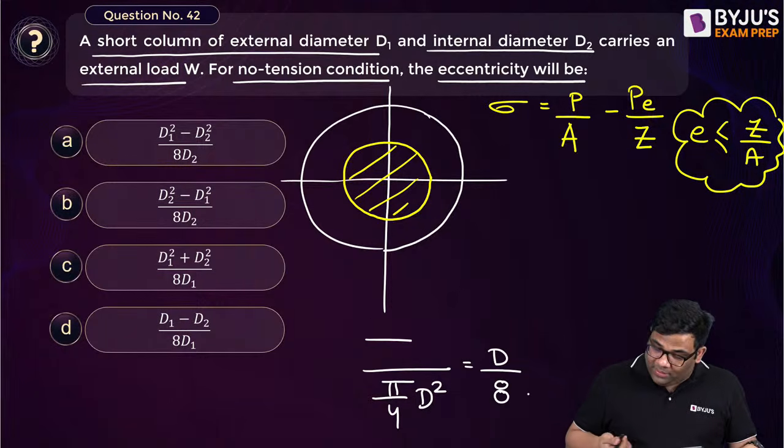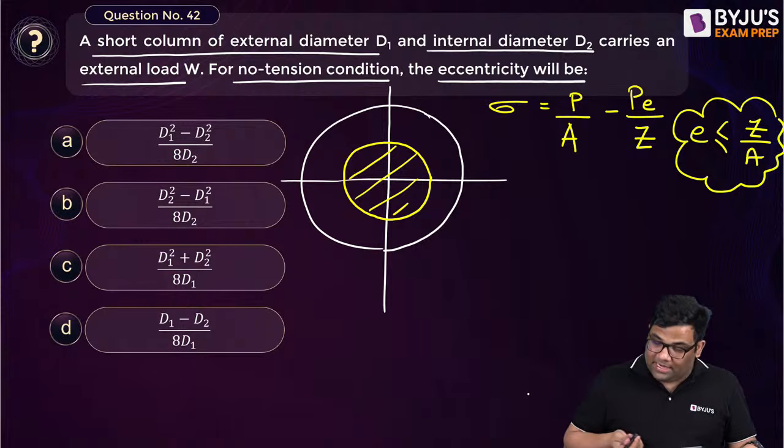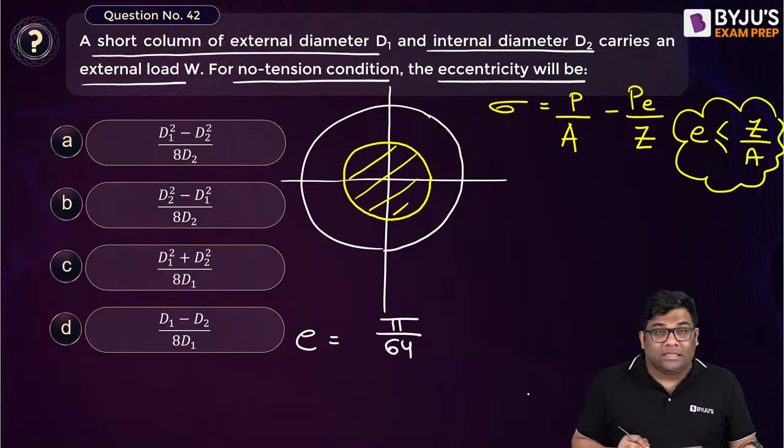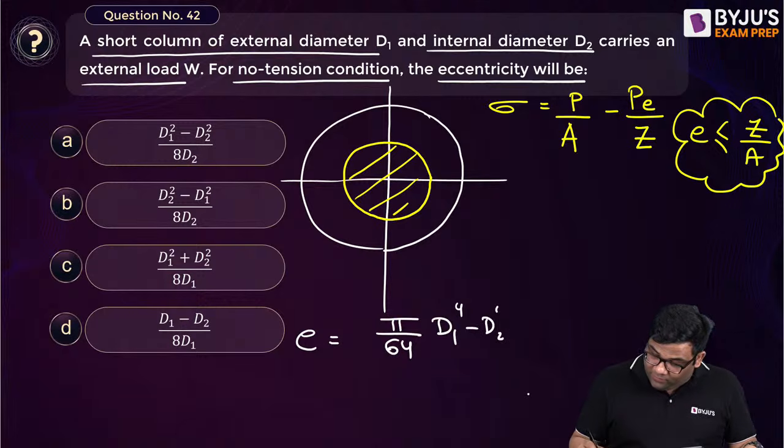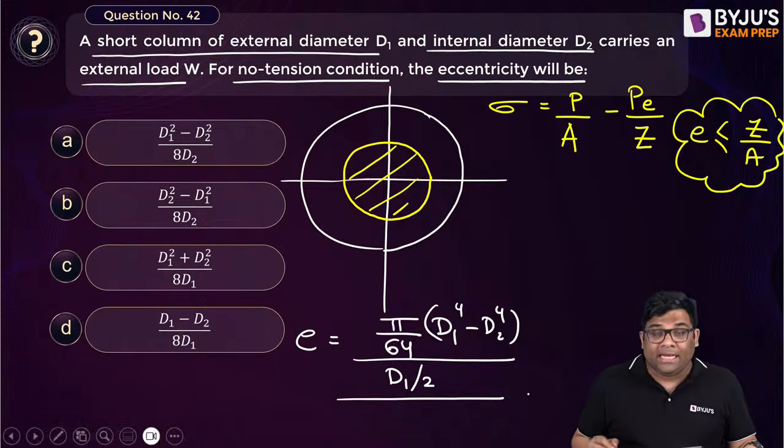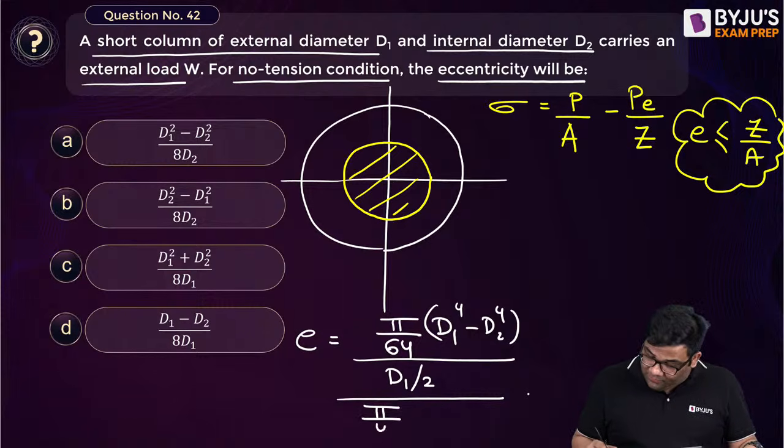Now we are considering a hollow circle like this. Then E will be equal to Z by A. Z is I by Y max. I is pi by 64 times external diameter to the power 4 minus internal diameter to the power 4. Y max is external diameter divided by 2. And area will be pi by 4 into external square minus internal square.